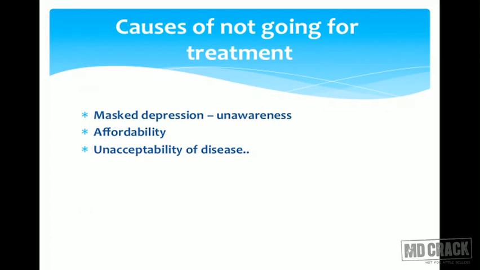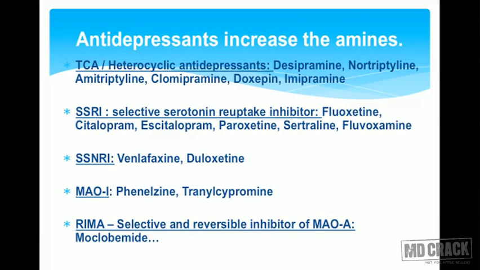These patients usually don't go for treatment in the early stages. The reason is, number one, it may be masked depression so that the patient is unaware. Number two, affordability of taking the drugs. And number three, the patient is not ready to accept the disease, unacceptability of the disease. Due to these three causes, patients often don't go for treatment in the earlier phases.